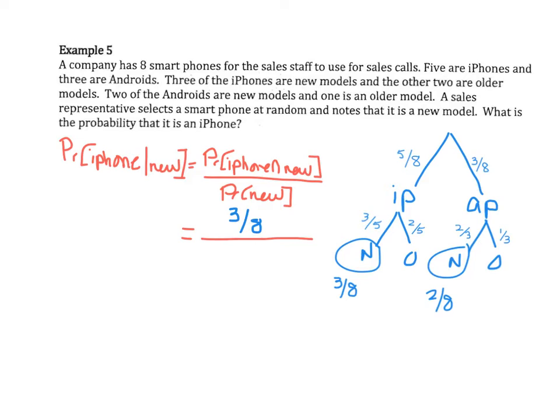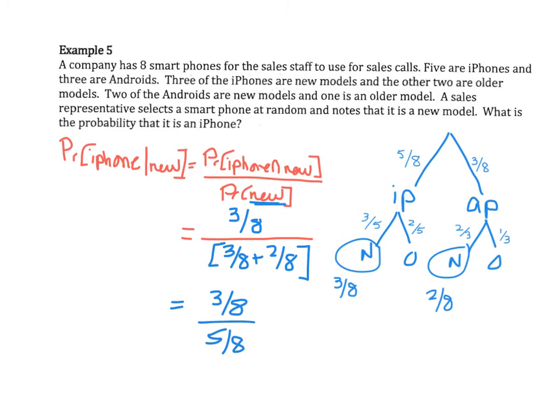Now if you were wondering if we were going to multiply these together, remember this is Android, so that's not even up here. Okay, it's new and iPhone. Those are the 2 we need to focus on together, not the fact that we have 2 separate numbers for new. Now, however, if you get to the bottom and it just says new, that's where we say, okay, well there's 3 new ones that are iPhones, and there's 2 new ones that are Androids. So this becomes 3/8 divided by 5/8.